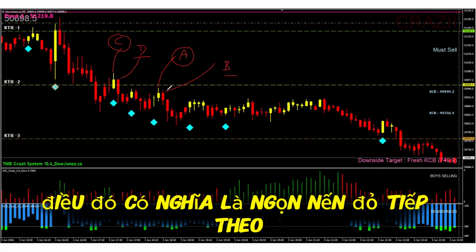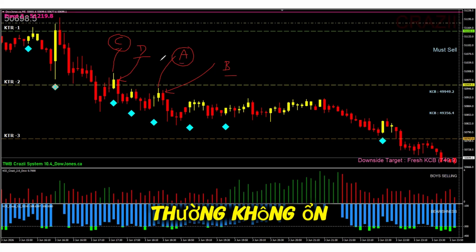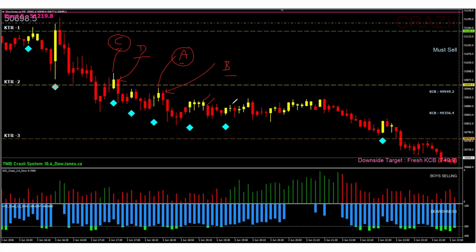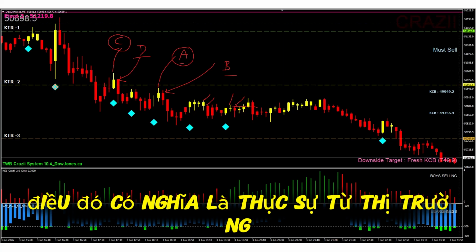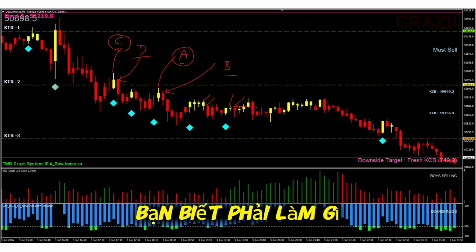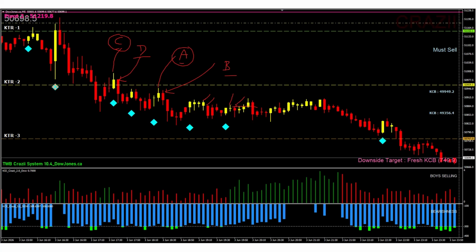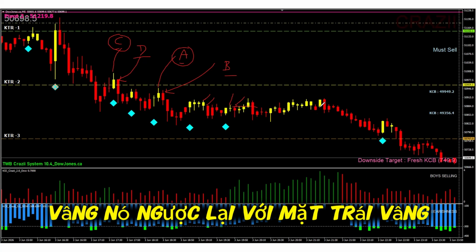That means that the red candle that follows next usually will not break the high of A or C. Usually not. You see my point? If it does, that means a change of trend has happened. Can you see that, everyone? If you can see that, press yes. That means that from the market, you know what to do, and then you go down to a lower time frame, the 1-minute chart, and you can see for yourself. Practice this and you'll know my point. It's very interesting. Is it vice versa for the upside? Yes, it's vice versa for the upside.